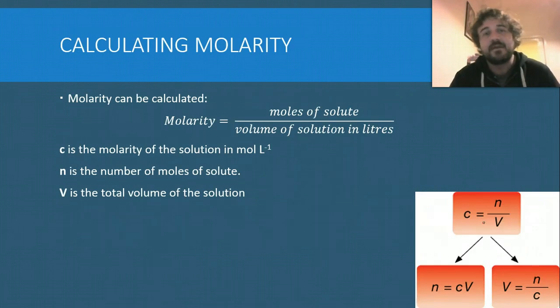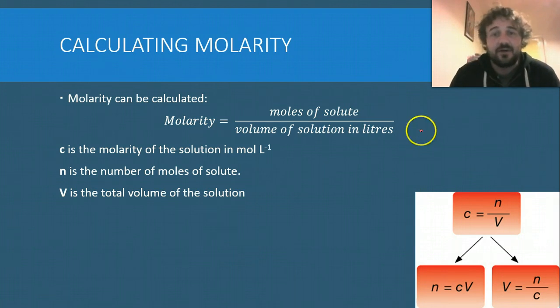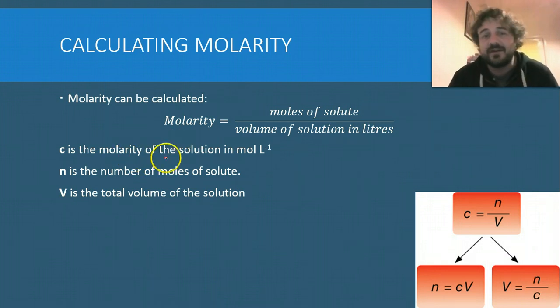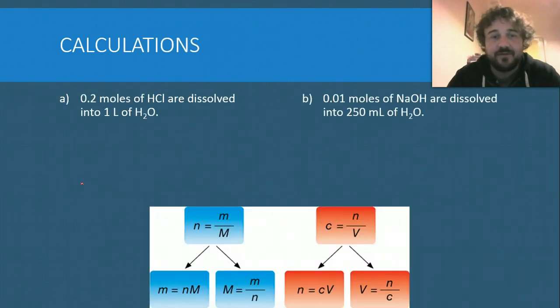Now, how do we calculate it? The unit is the calculations right there. It's moles per litre. So molarity is the moles of solute divided by the volume of solution in litres. So C is the concentration, or the molarity. N is the moles. Remember, N for number. It's the moles, and V is the volume of solution. All right, so that's pretty straightforward.